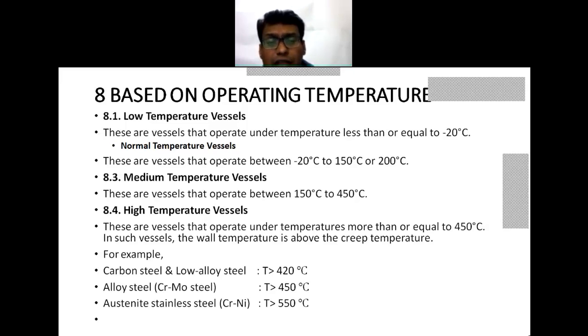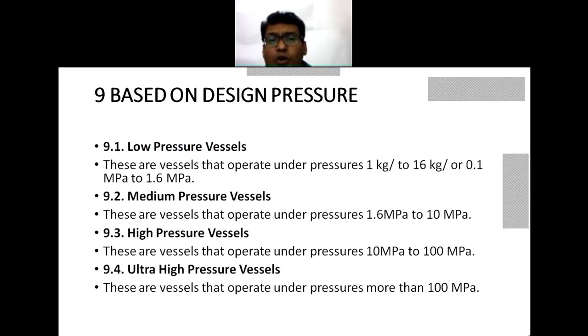Then depending on this temperature, one has to select the material of construction, that is, based on the wall temperature. For carbon steel and low alloy steel, the temperature should be up to 420 degrees Celsius. Alloy steel, that is more than 450 degrees Celsius. Austenitic steel, that is still greater than 550 degrees Celsius. So depending on the temperature range, I am going to make the selection of material.